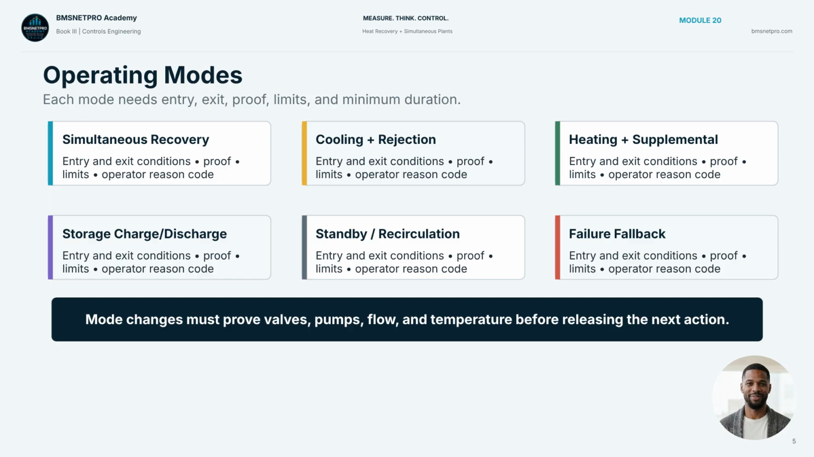Typical modes include simultaneous heat recovery, cooling with heat rejection, heating with supplemental heat, storage charging or discharging, standby or recirculation, and failure fallback. Each mode needs entry conditions, exit conditions, minimum duration, transition order, valve-proof, pump-proof, and temperature limits. A recovery sequence is incomplete if it only defines normal operation and ignores transitions and fallback behavior.